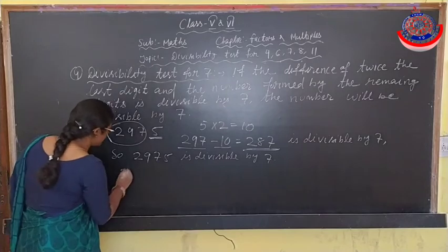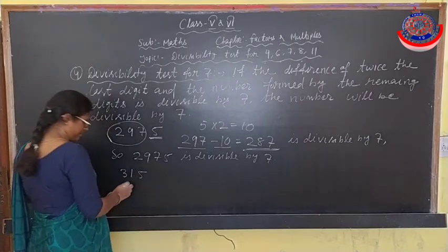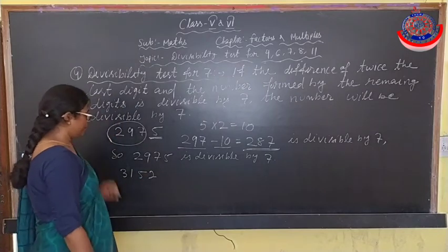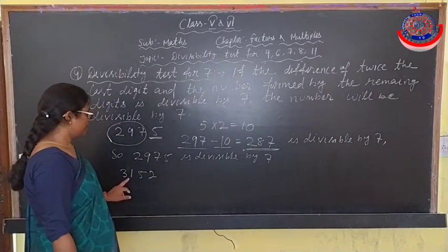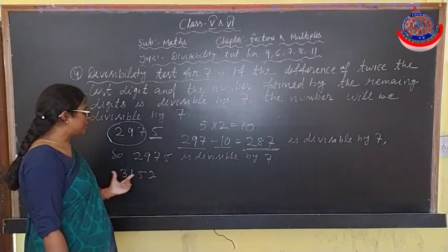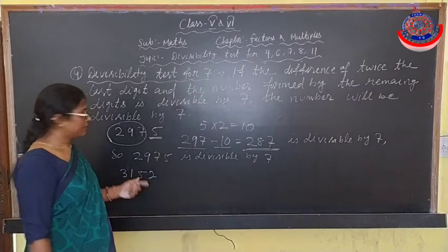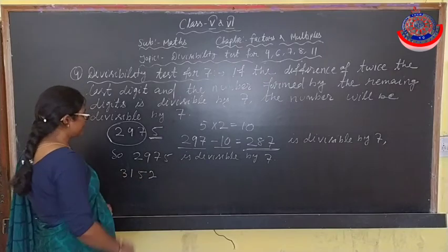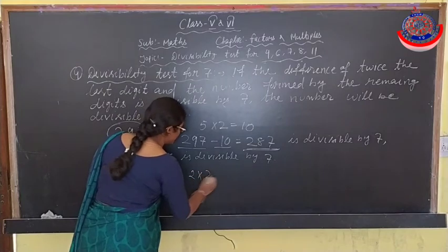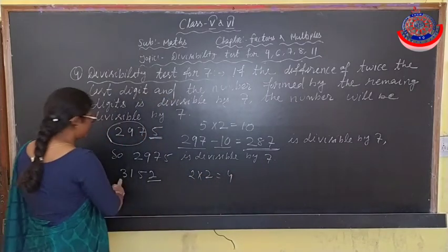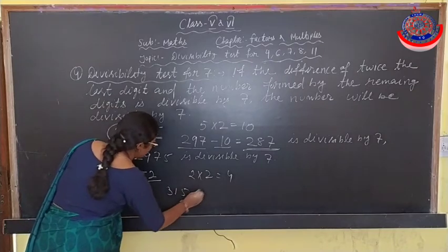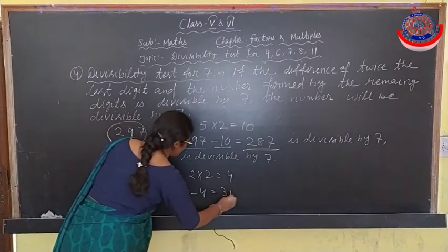One more example we will take. Suppose our number is 3152. Now we will check. What is the last digit? 2. Then 2 into 2, twice is 4. Then 315. 315 minus 4. This is 311.